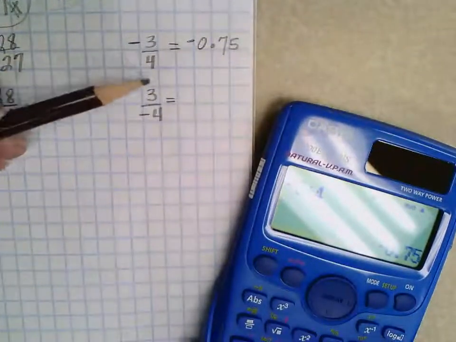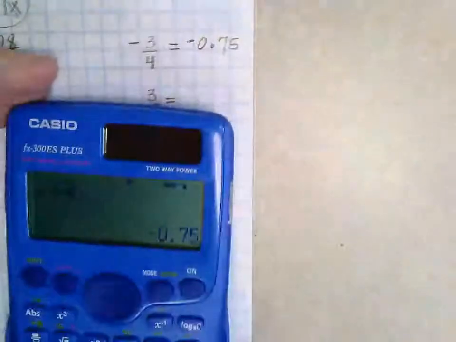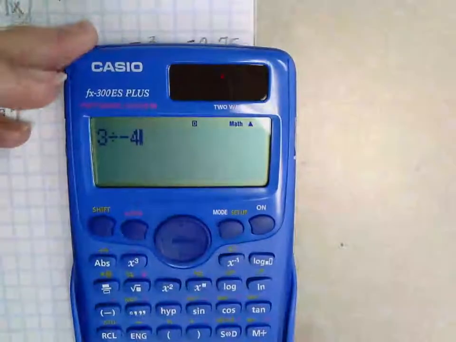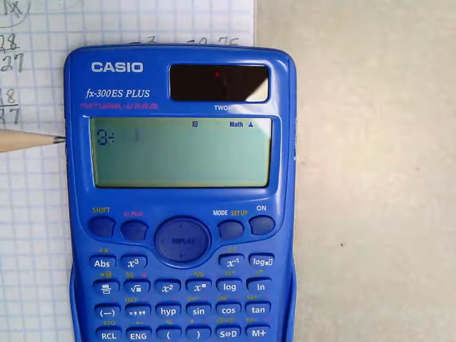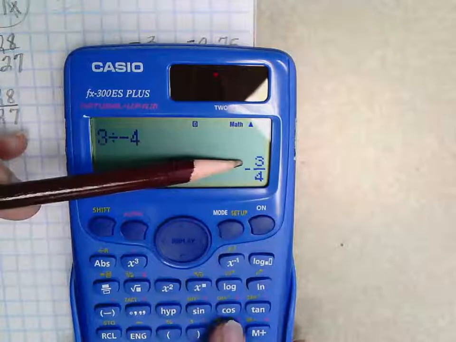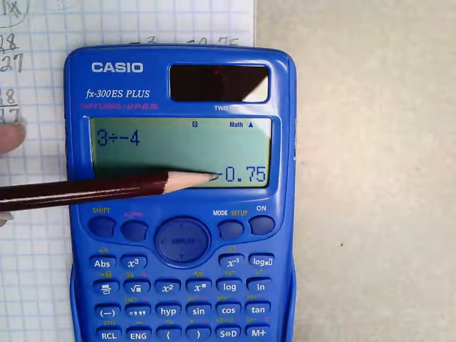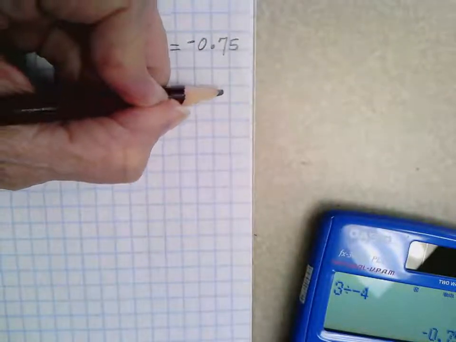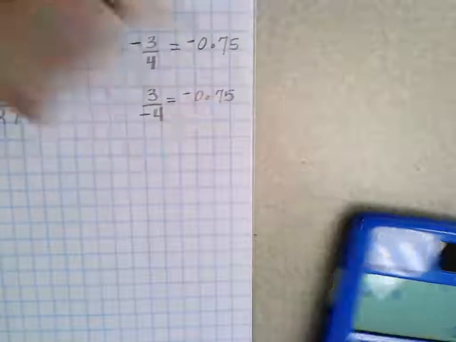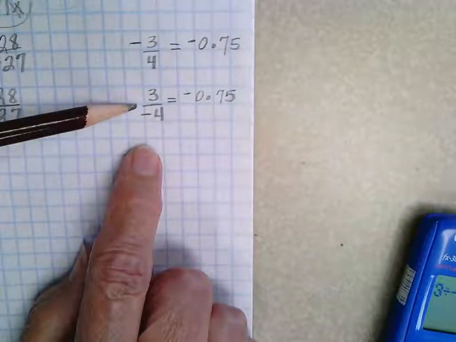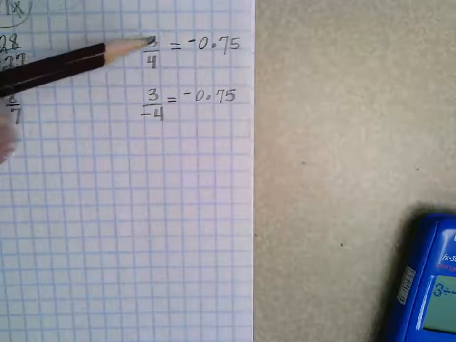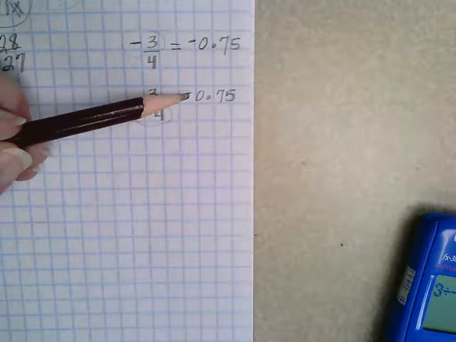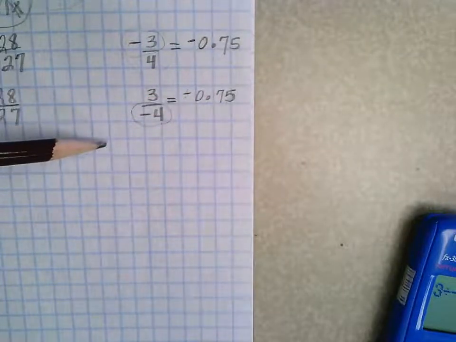Now I'm going to do the same thing with 3 divided by -4. 3 divided by -4 is equal to -3/4, which is equal to -0.75. So you can see that regardless of whether the negative sign is with the numerator or the negative sign is with the denominator, the answer is still going to be negative.